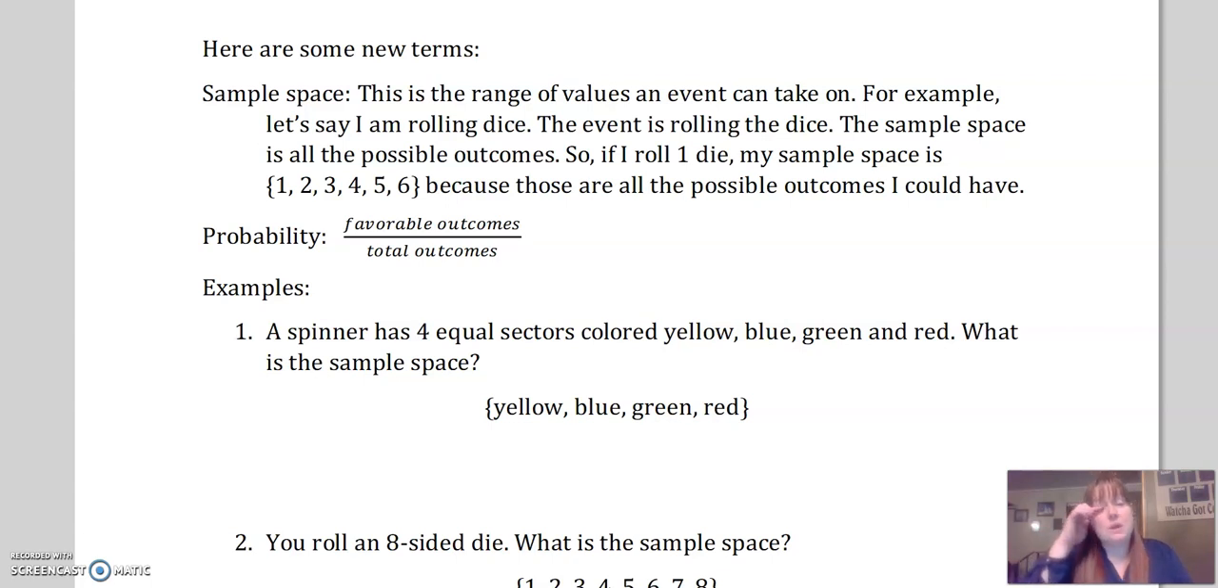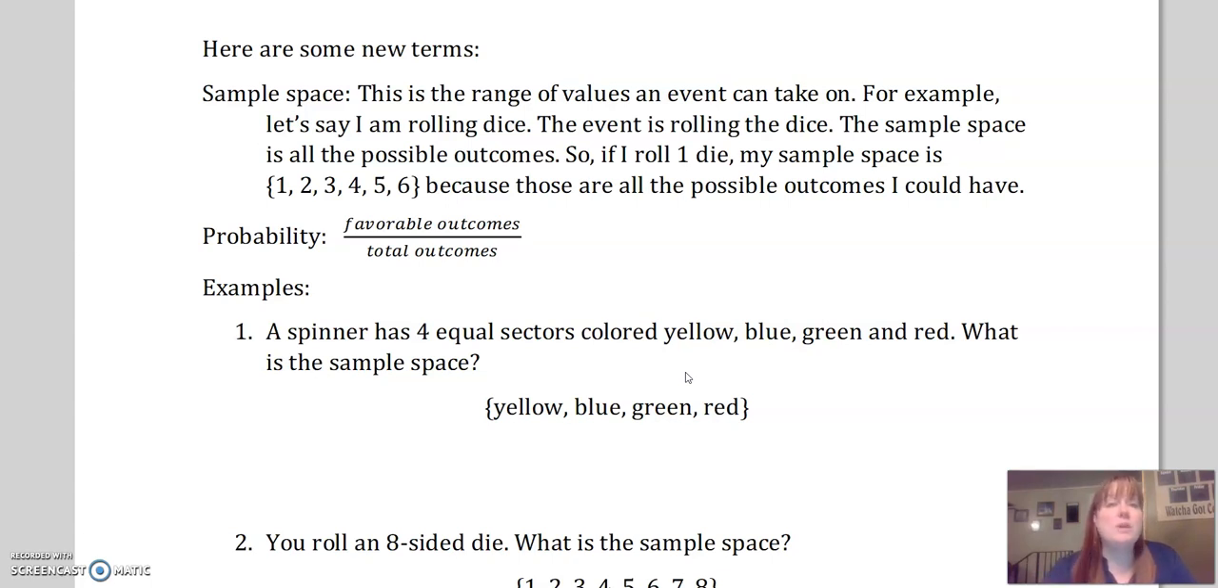Okay, so there's a couple terms we're going to talk about. First, sample space. Sample space is the range of all values that an event can take on. So if you're rolling a die, the sample space would be all the possible outcomes. What are the possible outcomes of rolling a die? You can roll a 1, a 2, a 3, a 4, a 5, or a 6, right? We would call rolling the die the event, and the outcomes of the event are rolling a 1, 2, 3, 4, 5, or 6. That is what we would call our sample space.